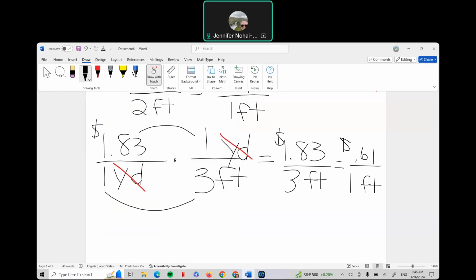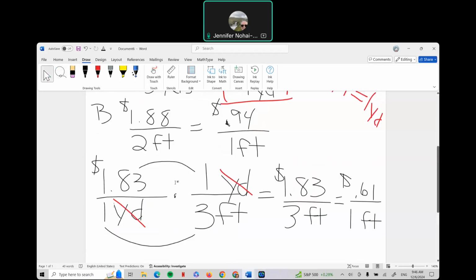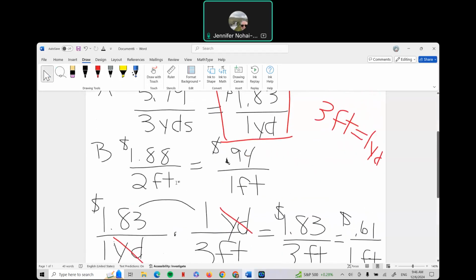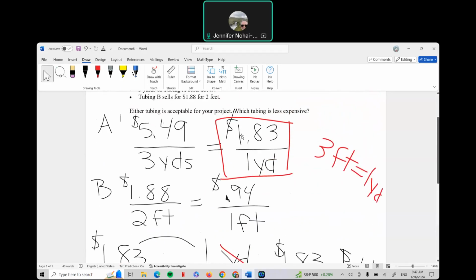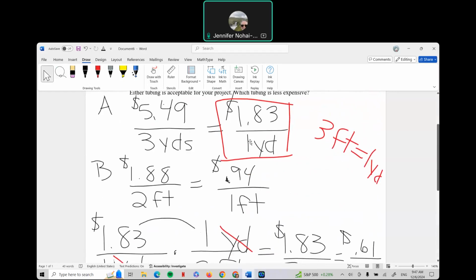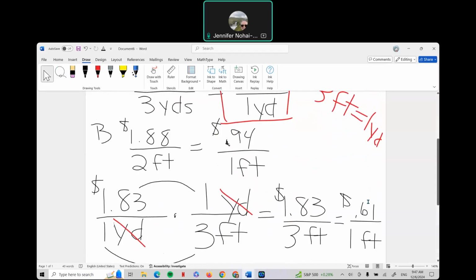And so 61 cents as compared to 94 cents. And so actually, even though it appeared that A was more expensive, it is actually A that is cheaper because we end up paying 61 cents per foot rather than the 94 cents per foot.